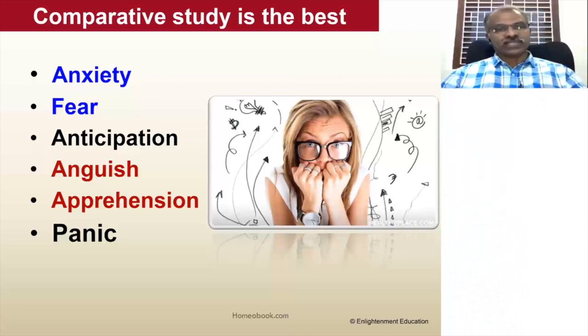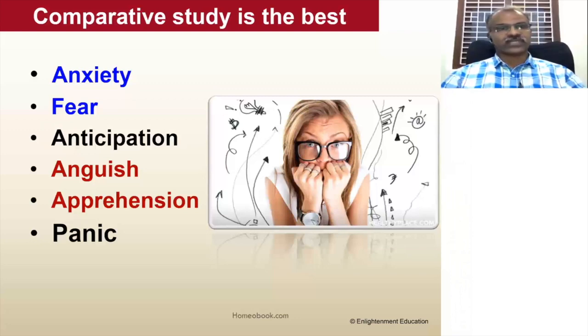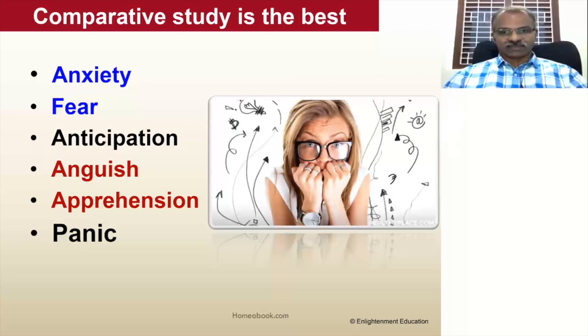Unless we know the difference between these so-called similar rubrics, it is very difficult to select the most appropriate rubric for a patient. That is why I am insisting on the comparative study of the rubrics. Then the rubric selection will become very correct. Otherwise, we will select the rubric fear instead of anxiety, or anguish instead of fear, something like that.